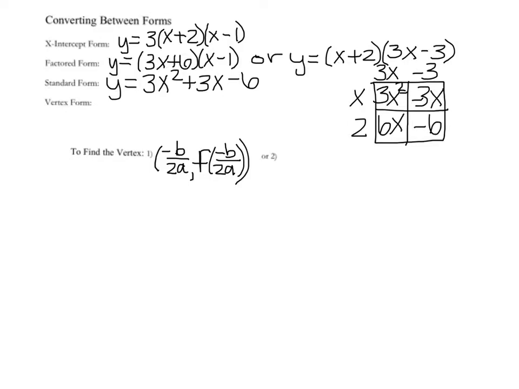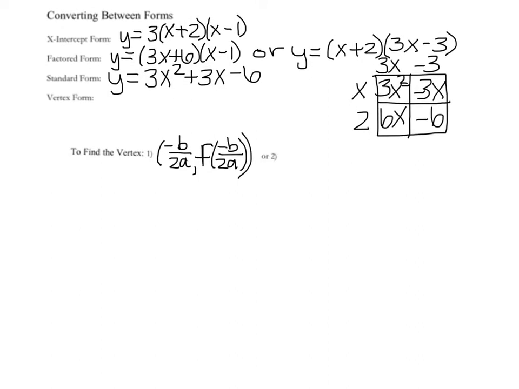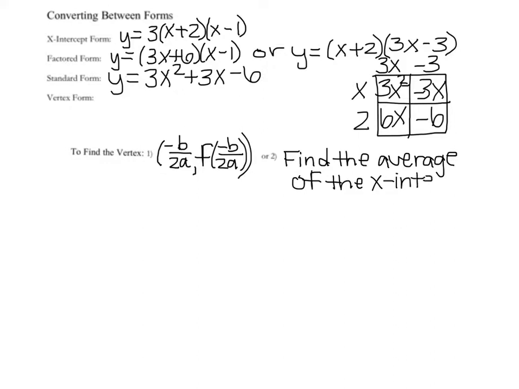The other way that you could find the vertex is you could find the average of the x-intercepts. This is because we know that the parabola is going to be symmetric and the x-intercepts would be evenly spaced on either side of the vertex. So let's go ahead and try this with the standard form equation that we have written above.